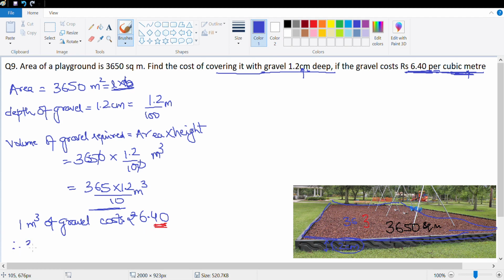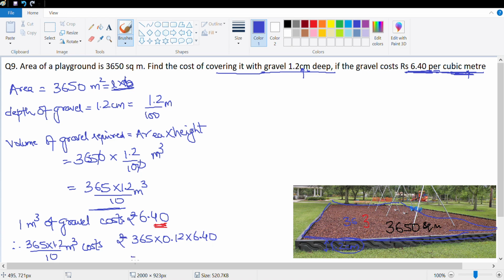Therefore, 365 into 1.2 upon 10 meter cube costs how much? That will be 365 into, I have to multiply, so I might as well divide. This is 0.12 into 6.40. The answer will be in rupee. Let's just check. Yes, this was 1.2 upon 10, so I had to move 1 decimal, 0.12.